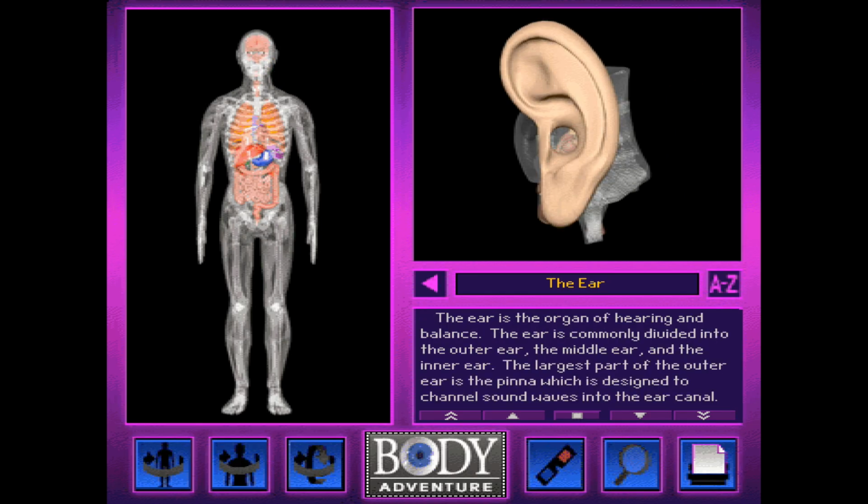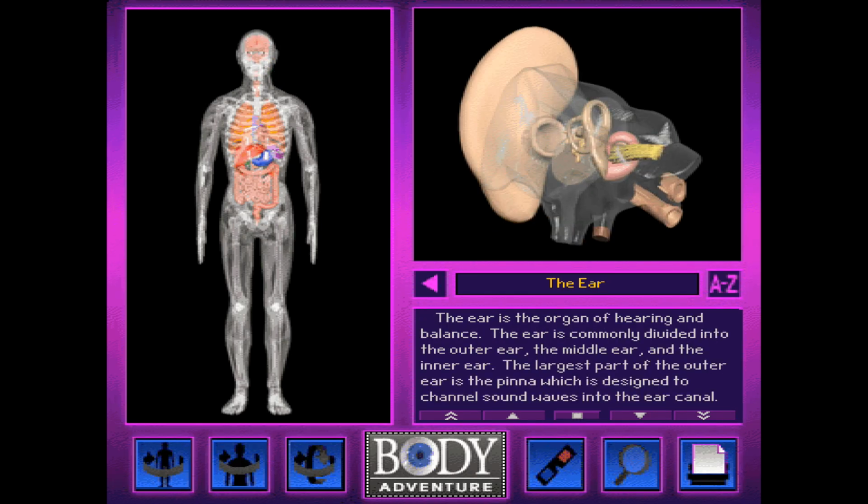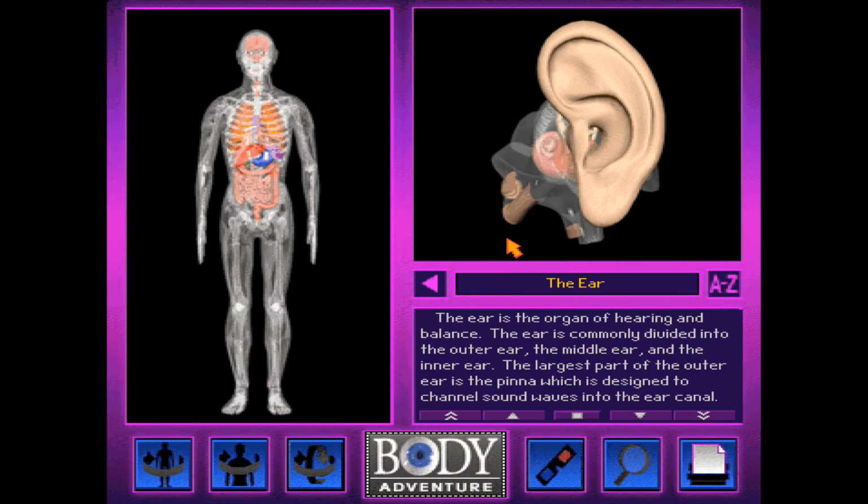The ear. The ear is the organ of hearing and balance. The ear is commonly divided into the outer ear, the middle ear, and the inner ear.